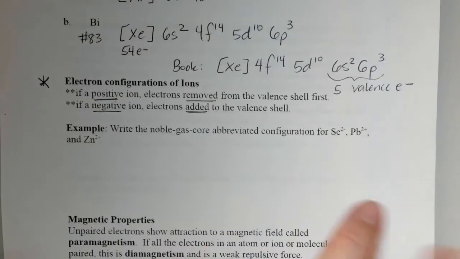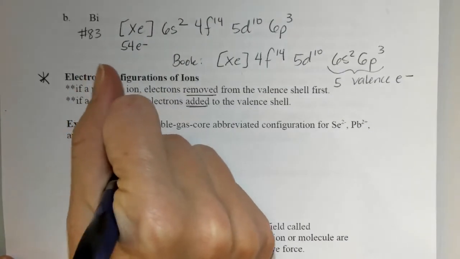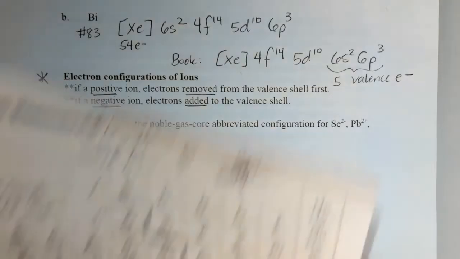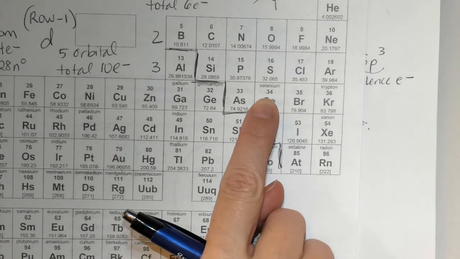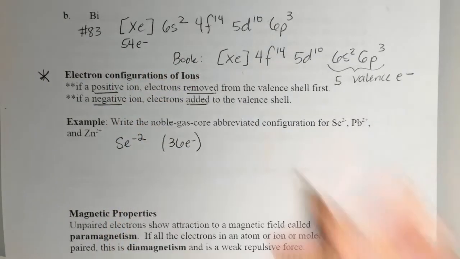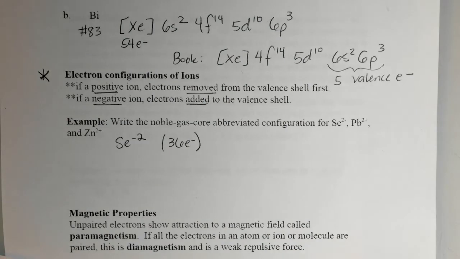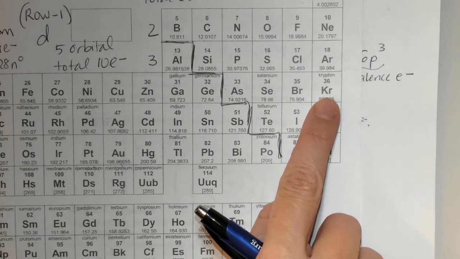Let's say we had selenium -2. So selenium -2, if I look at that really quick, has 34 electrons in the atom. I've picked up 2, so now I have 36 electrons total. And so I want to do the noble gas core abbreviated configuration for 36 electrons. When I look at that, 36 electrons is going to match the noble gas structure of krypton.